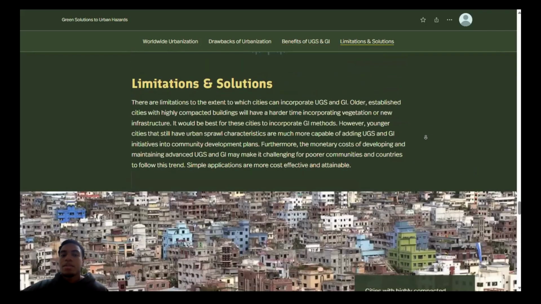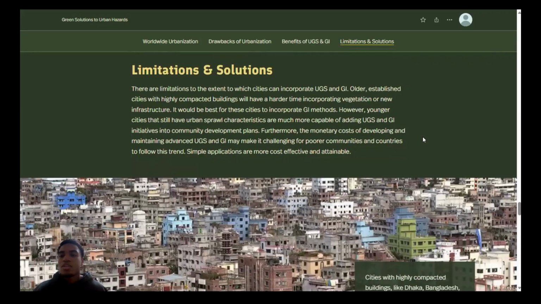Finally, there are going to be some limitations to the extent to which cities can incorporate green spaces and green infrastructure. For example, older cities with more highly compact buildings are going to have a much harder time incorporating things like parks and gardens, as they're not going to have enough space and they're likely not going to tear down buildings just to build a park. So they're more likely to use green infrastructure methods. However, younger cities that still have urban sprawl characteristics and that are still growing are going to be more capable of adding green infrastructure and urban green space initiatives into their community development plans.